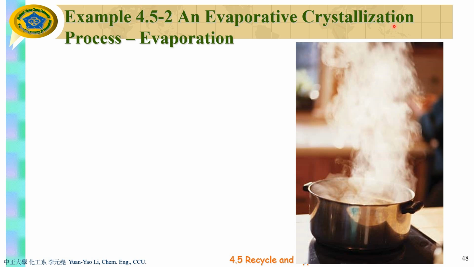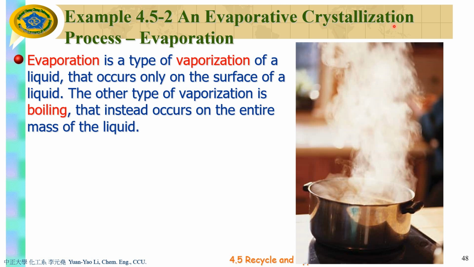These two are unit operations you will learn when you are in the second year in the chemical engineering department. But I just want to give you a rough idea of the definition of evaporation. Evaporation is a type of vaporization of a liquid that occurs only on the surface of the liquid. The other type of vaporization is boiling, which instead occurs in the entire mass of the liquid. So the key is that you need to distinguish what is evaporation and what is boiling. What's the difference between boiling and evaporation?